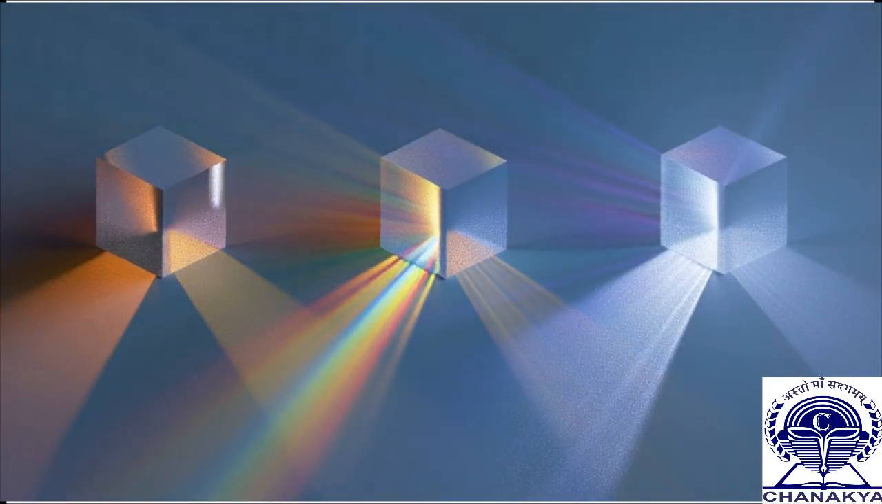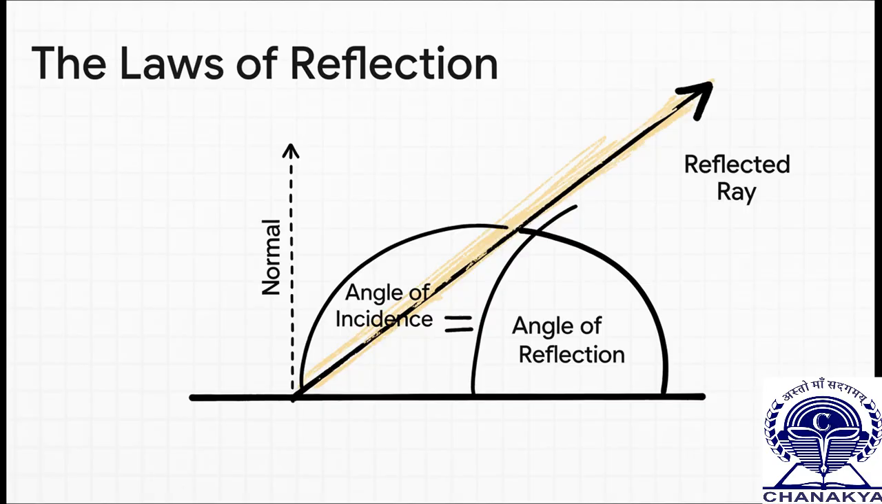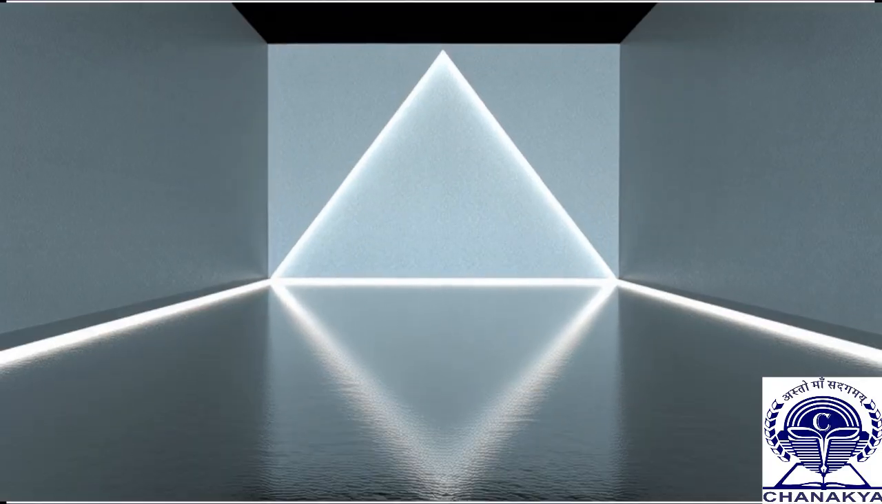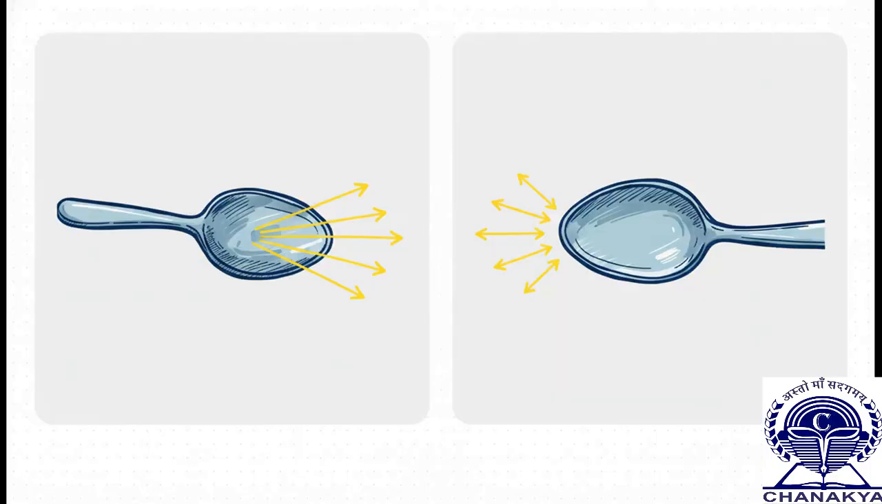Second, the incoming light, the outgoing light, and an imaginary line drawn straight out from the surface, what scientists call the normal, they all exist on the same flat two-dimensional plane. The main thing to remember is that these two rules apply to every single reflection, whether the surface is flat as glass or curved, like, well, a spoon. Which brings us right back to our spoon.